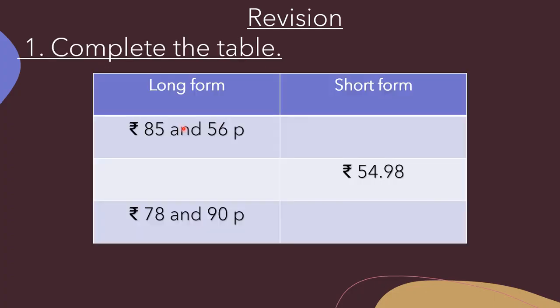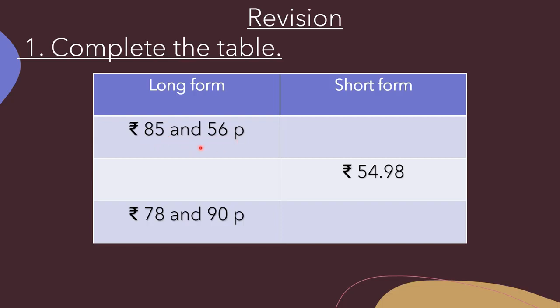Now beta we will revise from question number 1, that is complete the table. Here is the table and it is given the long form and the short form. Wherever it is given long form, we have to write its short form, and wherever short form is given, we have to write its long form. So here it is given ₹85 and 56 paise. This is the long form beta.